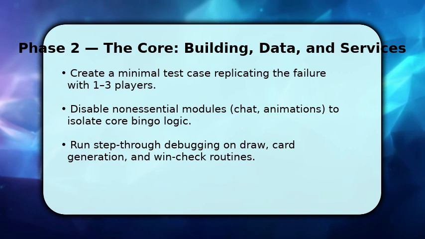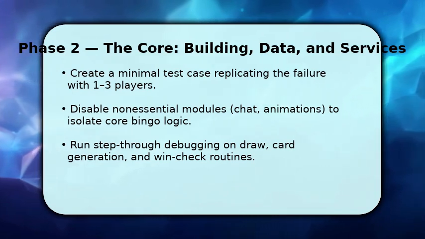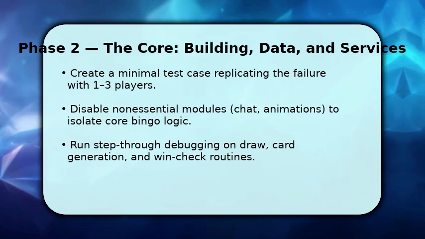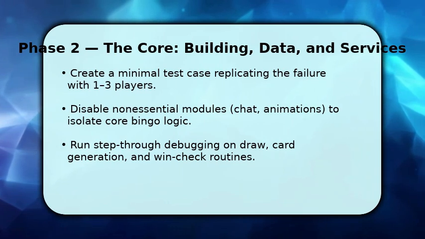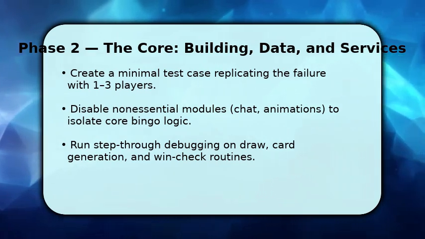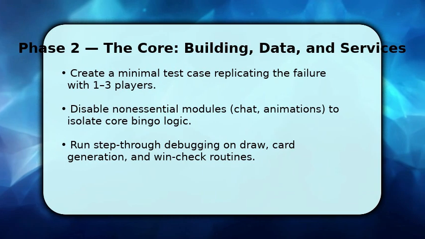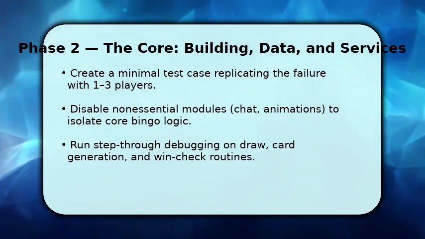Do it with 1 to 3 players to limit variables. Once done, disable non-essential modules like chat and animations so you isolate the bingo mechanics. Attach a debugger or add trace logs around draw, card generation, and win check logic. This shows you which function diverges.